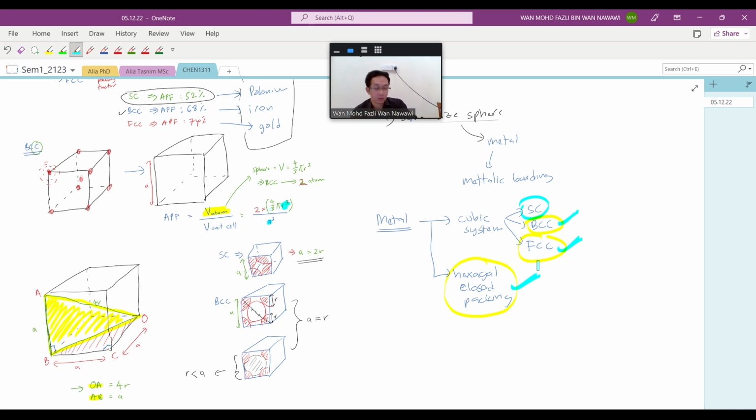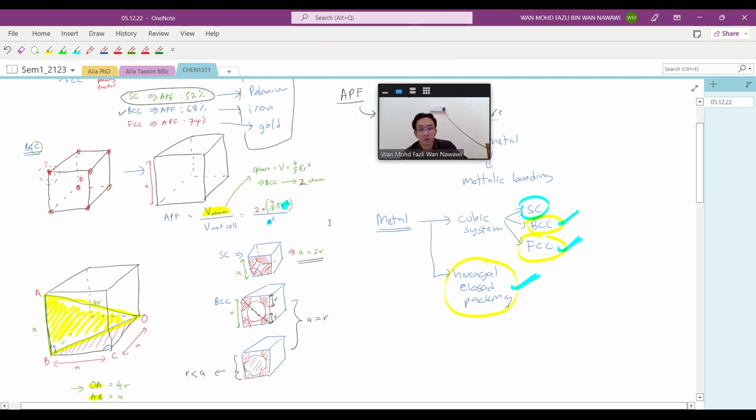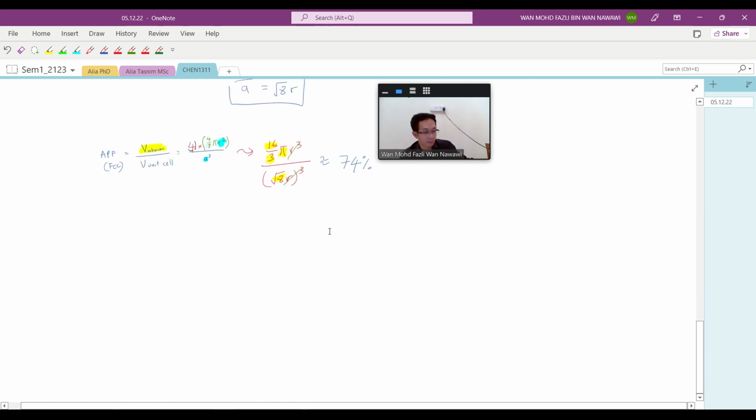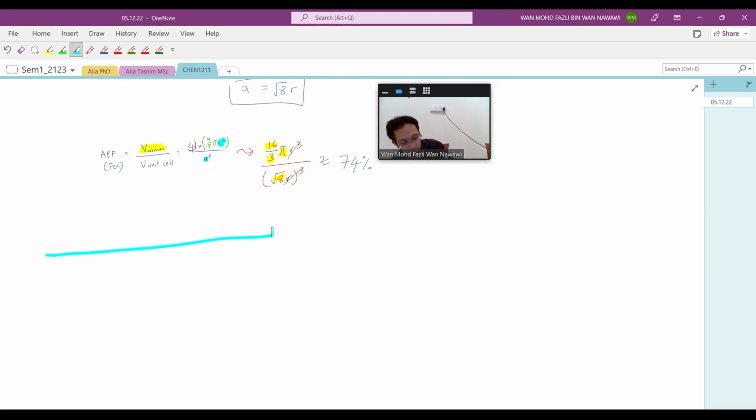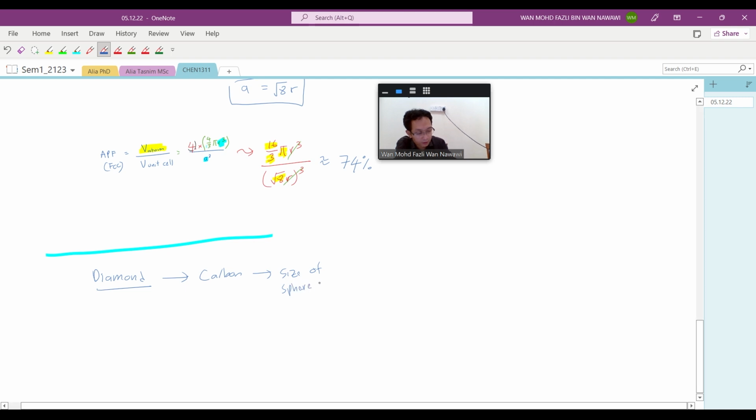Okay, so that is about the cubic system for metal. Let's say we take diamond, for example. We know diamond is made up of carbon, and everything inside the diamond is carbon. And because it is all carbon, the size of the spheres is similar.